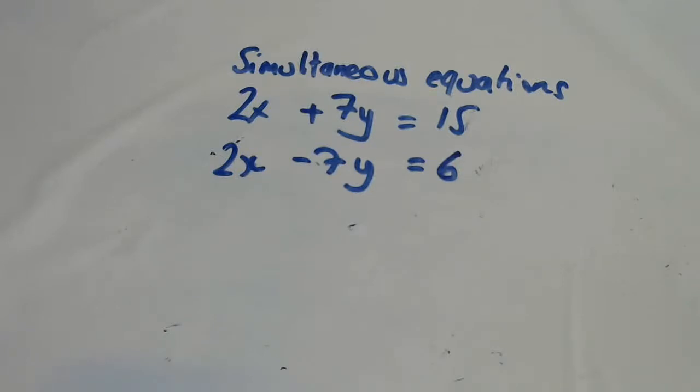21/4 is x. So what did we do? If that's going to be true, what have you done? You've added them, hopefully. So you're going to get 4x is 21. Yep, that's fine.